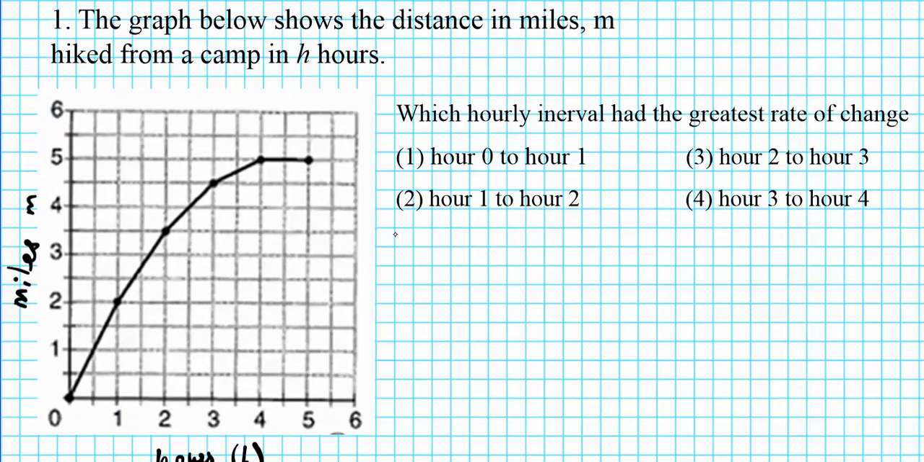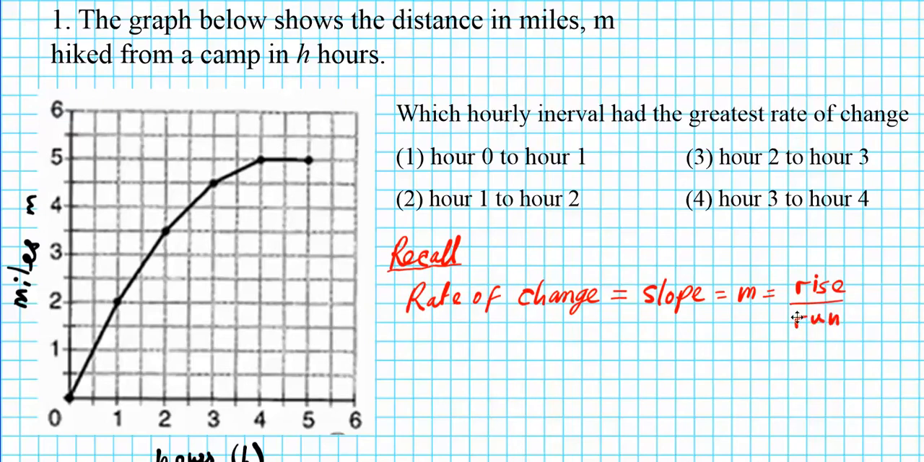Okay, so one thing you want to recall is what that term rate of change means. Rate of change is the same thing as your slope. And how do you compute your slope? Your slope m is rise over run using your slope triangles. If you want to use the coordinate approach, it is y2 minus y1 over x2 minus x1.